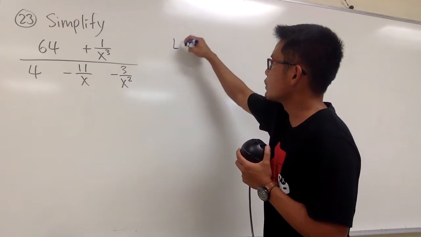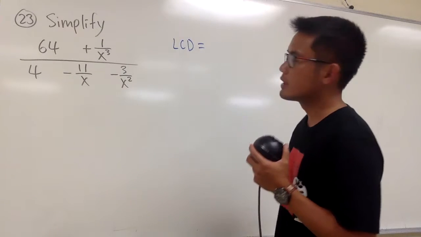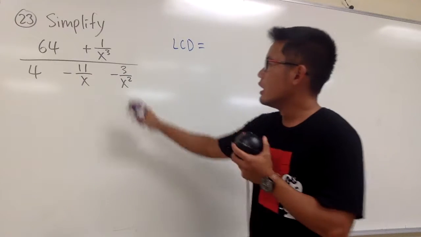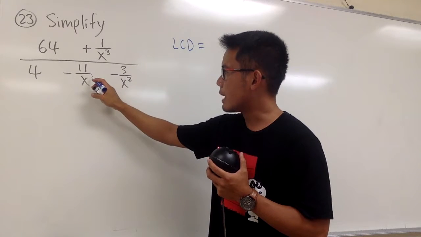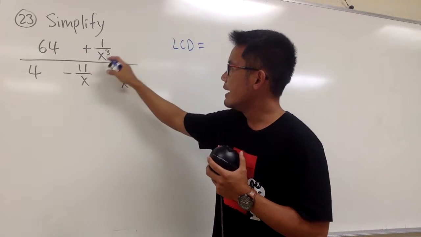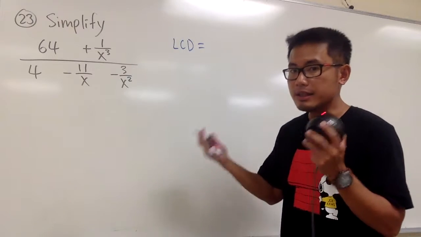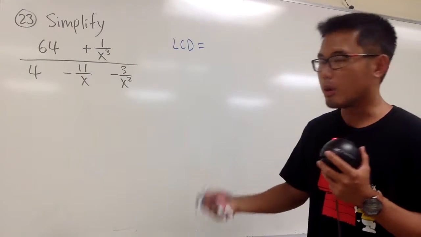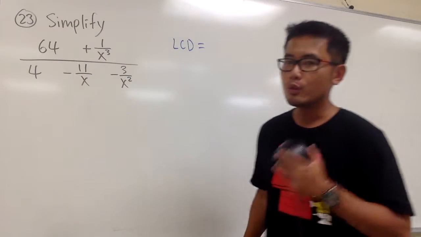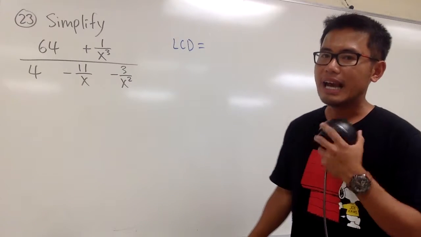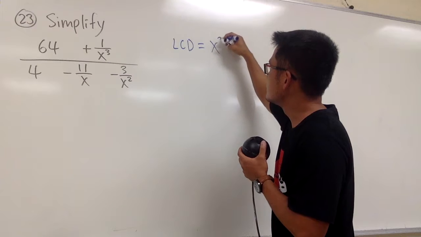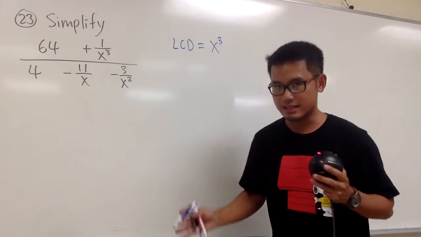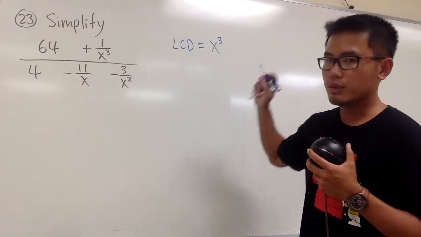So let's put this down right here to make everything super clear. As you can see, the denominators here are just the power of x, right? This is x to the first power, x to the second power, x to the third power. So in this case, to get the lowest common multiple, we just have to pick the x with the highest power. Therefore, it will be x to the third power, and that's it. And you will see this is going to work.